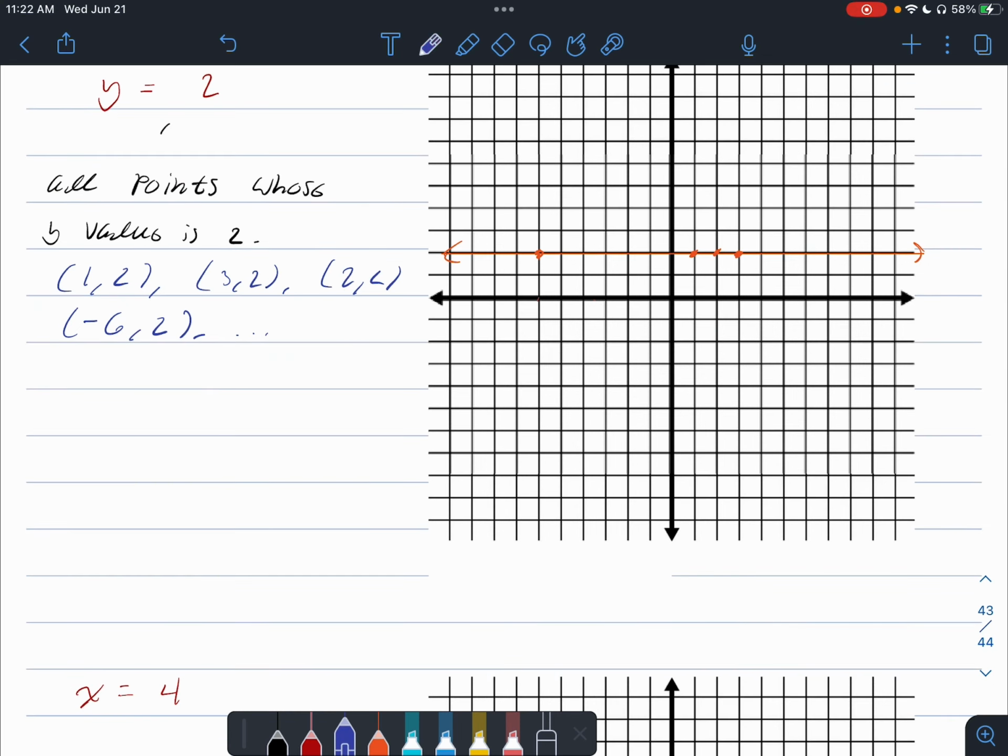Another way to think of this would be to think of this as y equals 0x plus 2. Okay, so your y-intercept is 2, right here. But you're not going up and you're not going down, and so therefore your line is not going to be increasing or decreasing. Okay, so it's going to be going directly across.